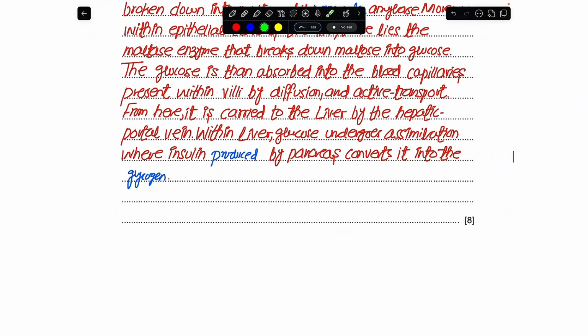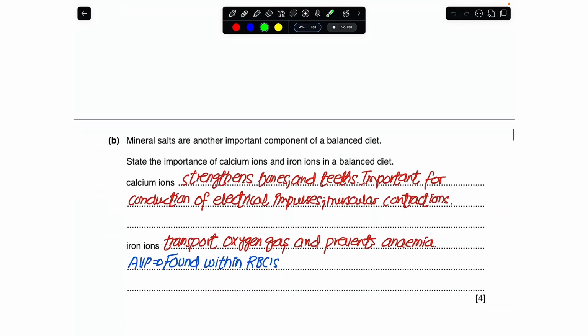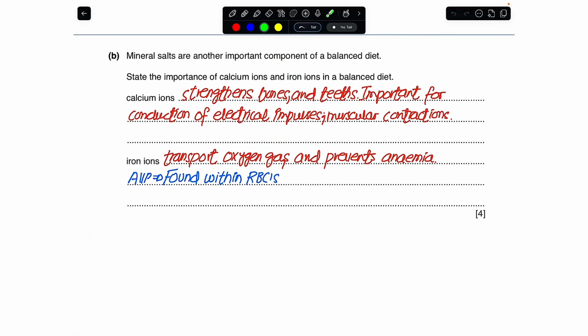So this is how you would score a total of 8 marks for this. Let us go to its B part, and the marks were 4. What they happen to be telling us is that mineral salts are another important component of a balanced diet. They want us to state the importance of the calcium ions and iron ions in the balanced diet. So that means in each heading we should be telling him two importance or two critical points in terms of their importance in our balanced diet.